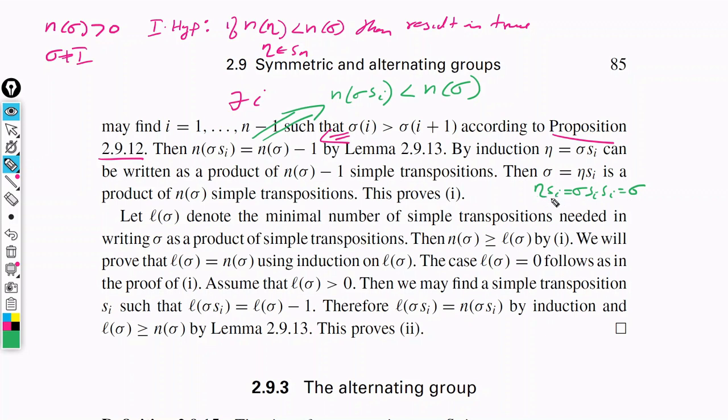And what is eta Si? Eta is equal to sigma Si. So this is equal to sigma Si into Si. Si is a transposition, so we know that Si into Si is identity. So this is equal to sigma. So sigma can be written as a product of n(sigma) simple transpositions.